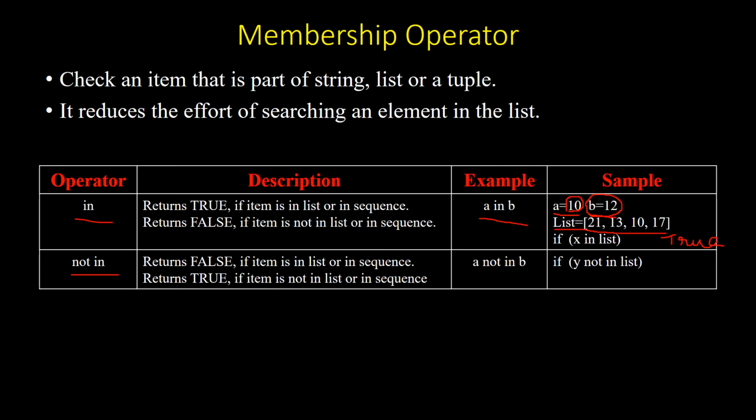So if the item is not in the list, what will it return? It returns true. Here also it returns the true value. So like this the membership operator is executed.